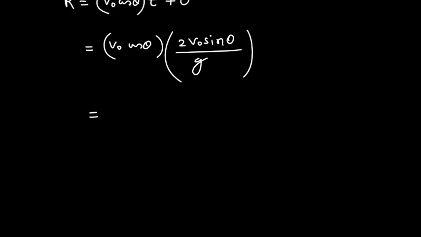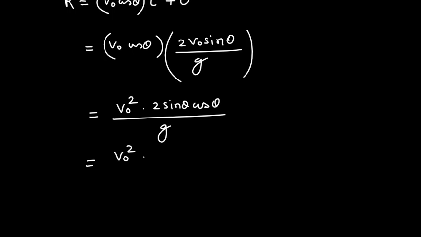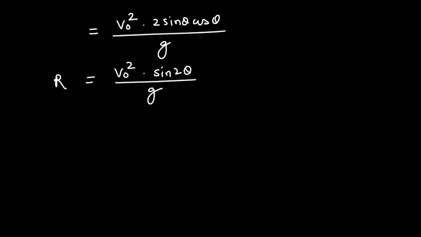Now we simplify it further. V naught square, and then we have 2 sine theta cos theta over g. We can write it further, V naught square, and this is sine 2 theta over g. So that is R. So can you find out what will be the maximum value?